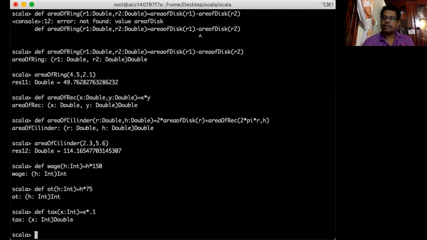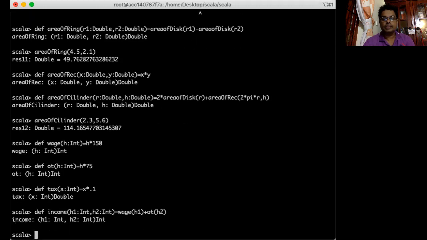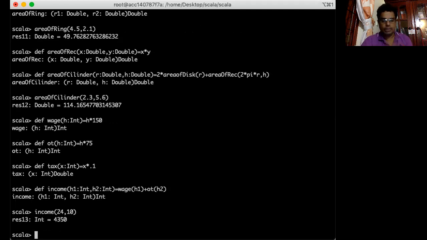So finally, I want to calculate his take home salary. For that, I write a function called take home. It has two inputs. H1 is his normal working hours, and H2 is his OT hours. Maybe I write before the take home a function called income. So that is H1 and H2. Income is equal to wage H1 plus OT H2, that is his income function. So for example, if he works 24 normal hours and 10 OT hours, his income is 4,350.